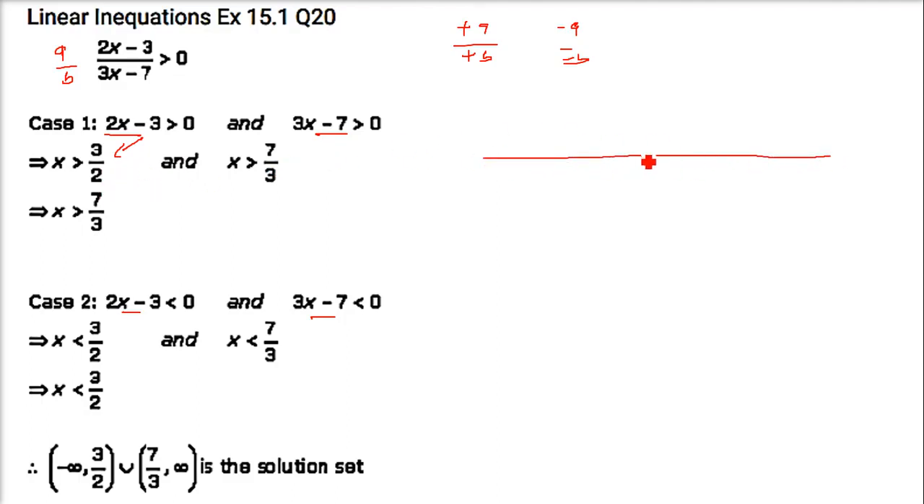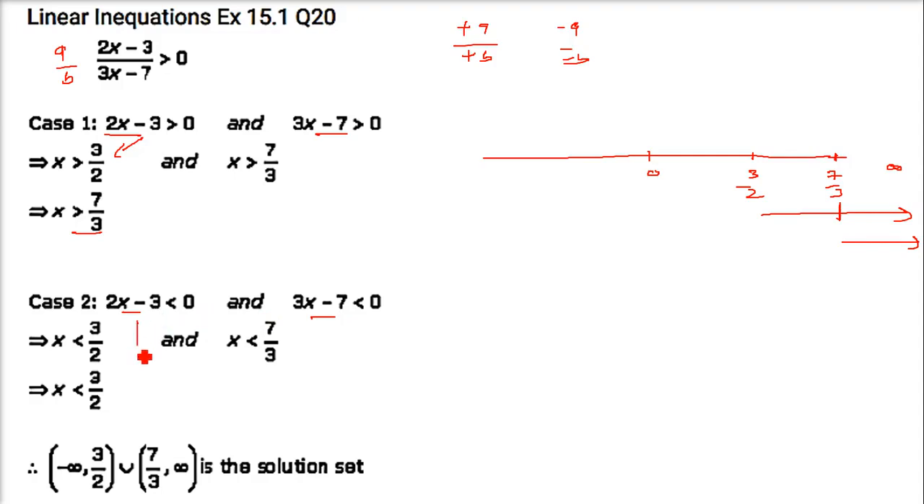So let us see this. 3 by 2 is around 1.5, so let us say it is here, 3 by 2. This is 7 by 3, so around 2 point something. So we say here this is 7 by 3. Now it is saying x is greater than 3 by 2, so we are talking about this up to infinity, and this is saying x is greater than 7 by 3. So it is the part, because 7 by 3 is of course greater than 3 by 2, so we'll take 7 by 3. So x is greater than 7 by 3.